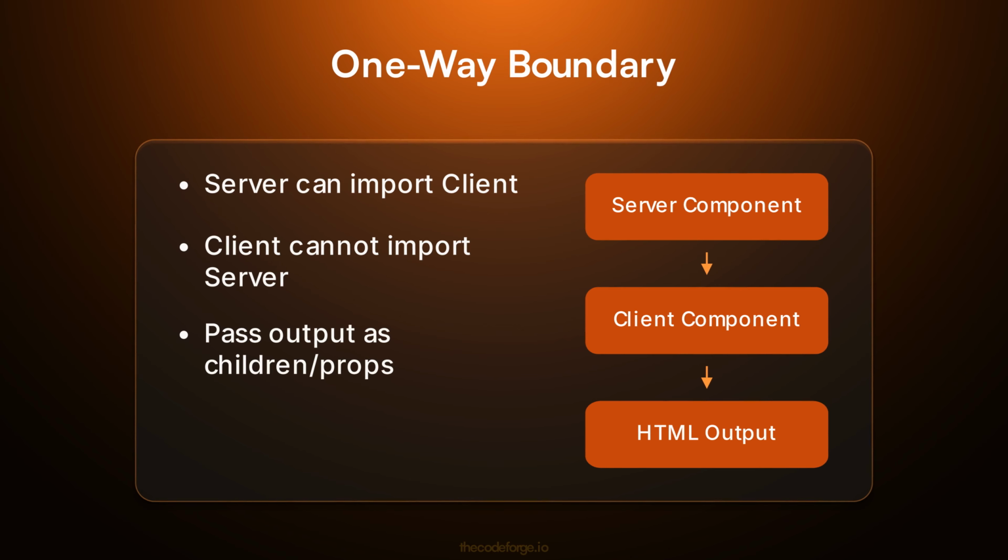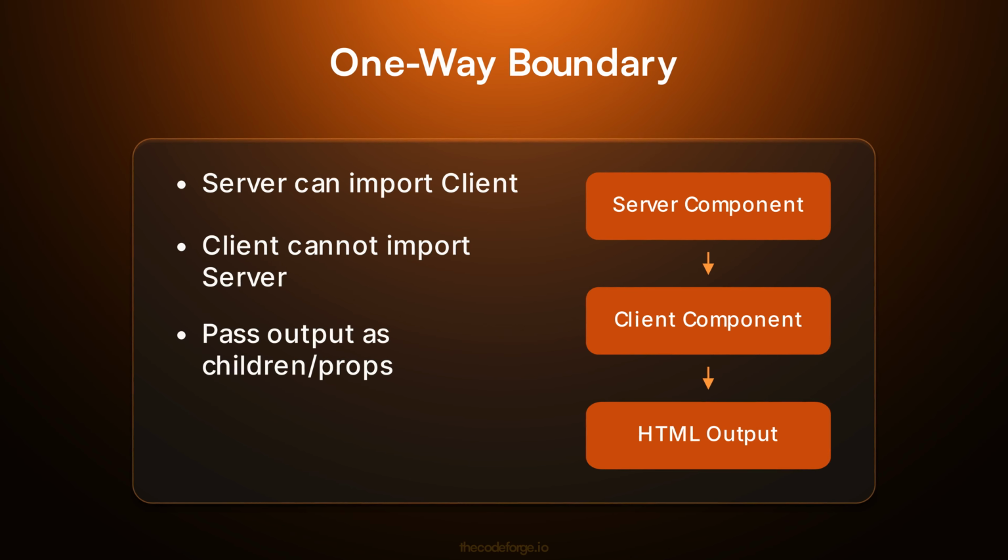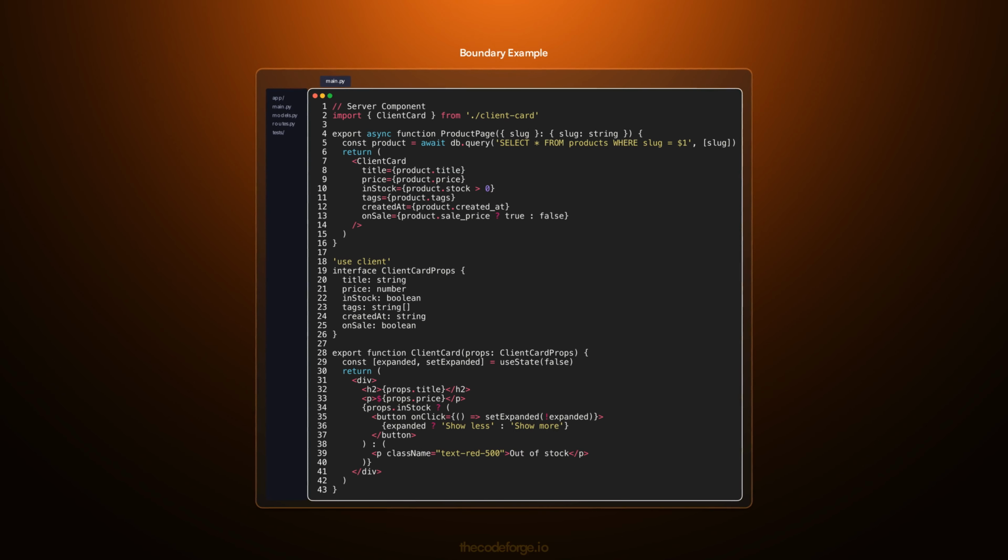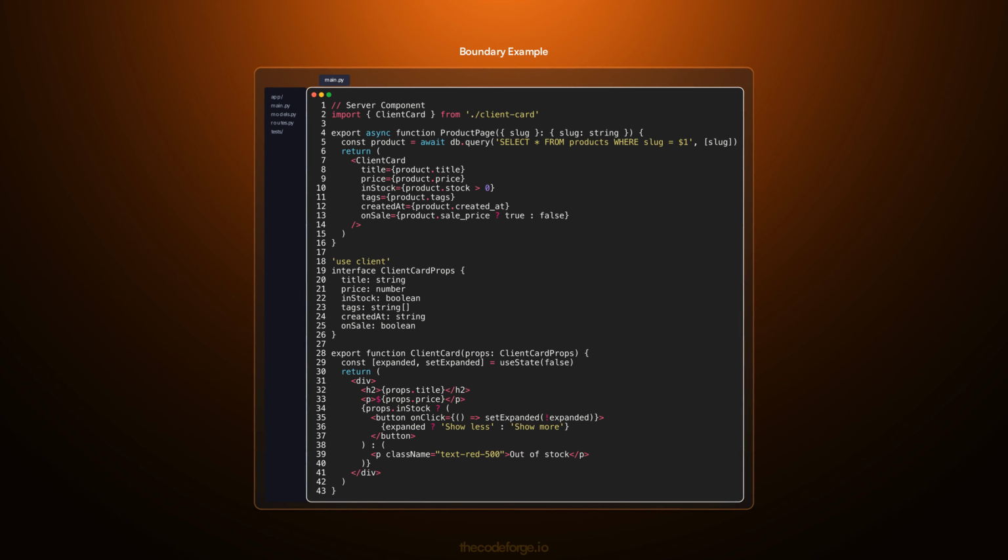The server-client boundary is one way. Server components can import client components, but not the reverse. To embed server content in a client wrapper, use the children prop pattern. Here's a server component that fetches data and passes serializable props to a client component. The client component receives plain data and can use hooks like useState.